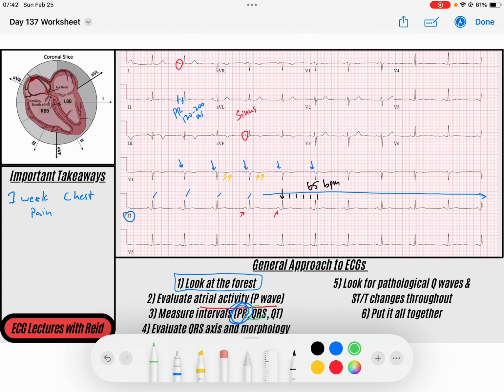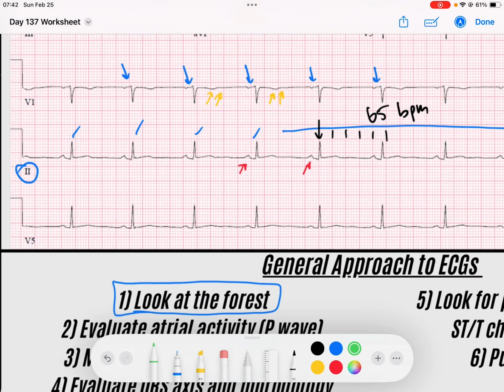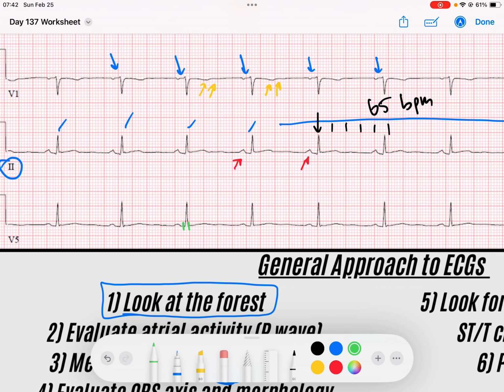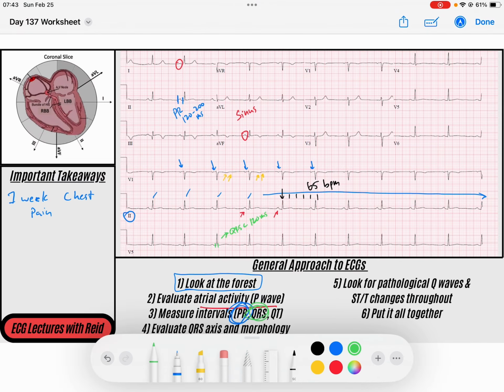Next thing I'm going to do is evaluate my QRS complex. We said it was narrow, right? The duration of this QRS is narrow. It's less than 120 milliseconds, or 3 small boxes. My QRS axis is upright in lead 1, and it's upright in AVF, and so that tells me that my QRS is going down and to the left, which is normal axis, right? It's going nicely conducted down this AV node or His-Purkinje system, right? It's exactly how we want it to be.